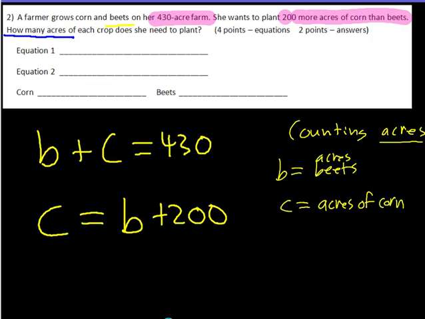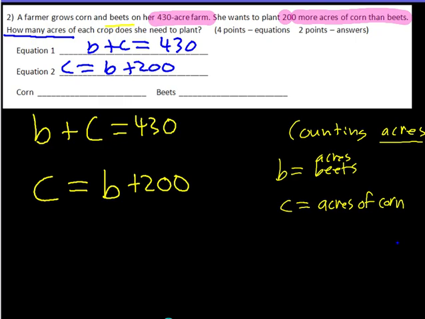Okay, so there are my two equations. So let's get those written in the right spot. Equation 1, doesn't really matter what order I put them up there in. So B plus C equals 430, right? And C equals B plus 200. This is definitely set up for substitution. You can use whichever method. It doesn't specify, but you can use elimination if you want, but you're going to have to do more work in the end.